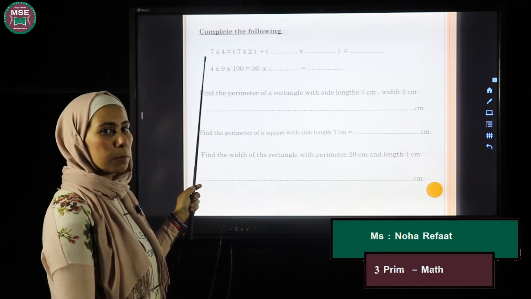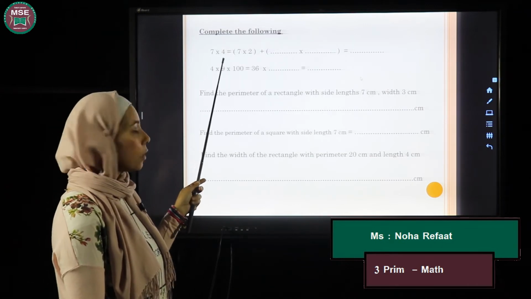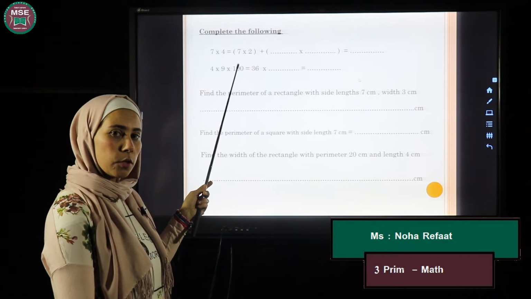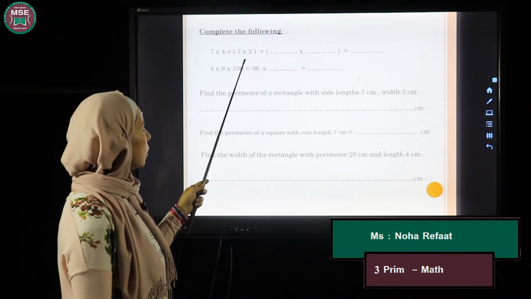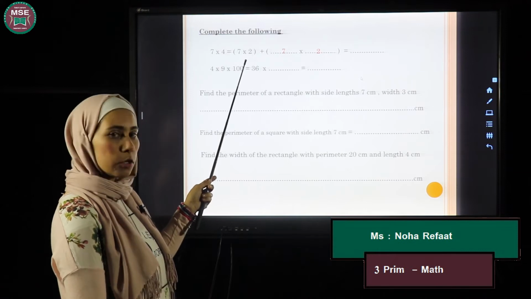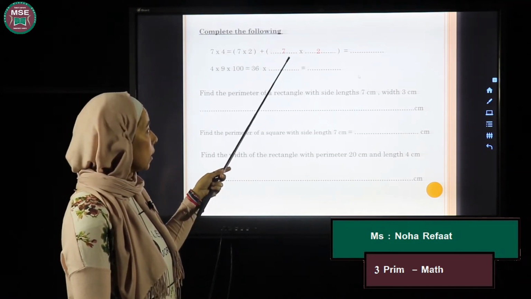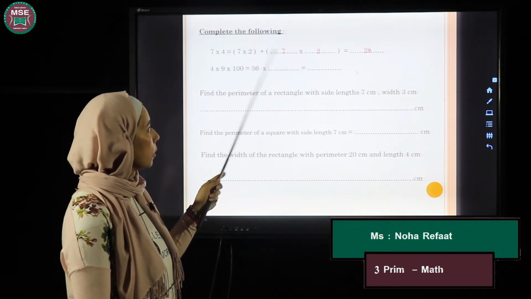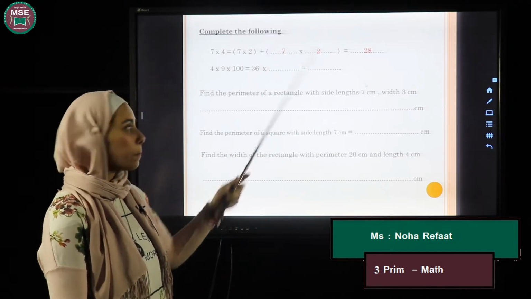Distributive property in multiplication. We have here 7 times 4. We are going to distribute the 4 in two parts: 7 times 2 and 7 times 2. Then we multiply the first part, which will be 14. The second part also will be 14. 14 plus 14 equals 28.